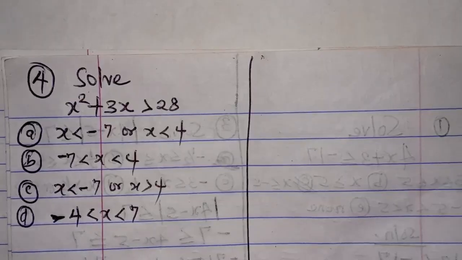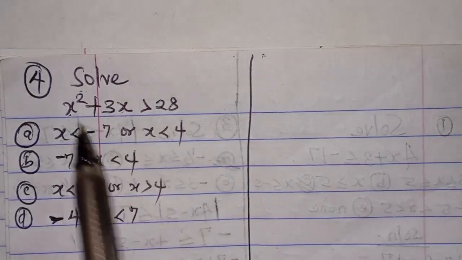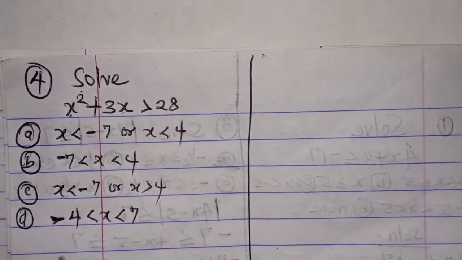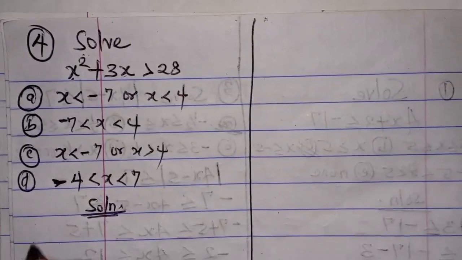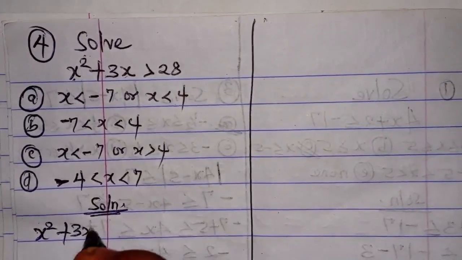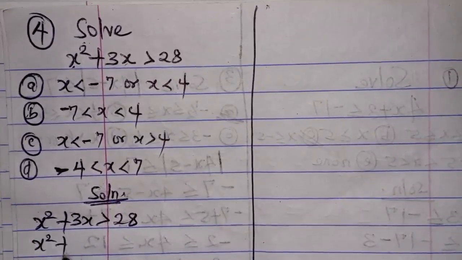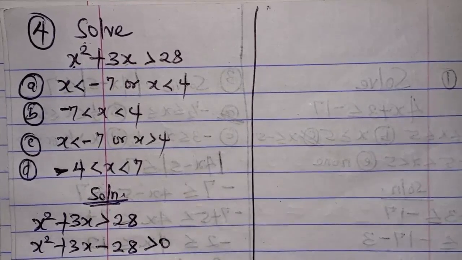This is question 4. We have to solve this quadratic inequality. X squared plus 3x greater than 28. Okay? Now we have x squared plus 3x greater than 28. So if I say x squared plus 3x minus 28, I'll be having greater than 0.